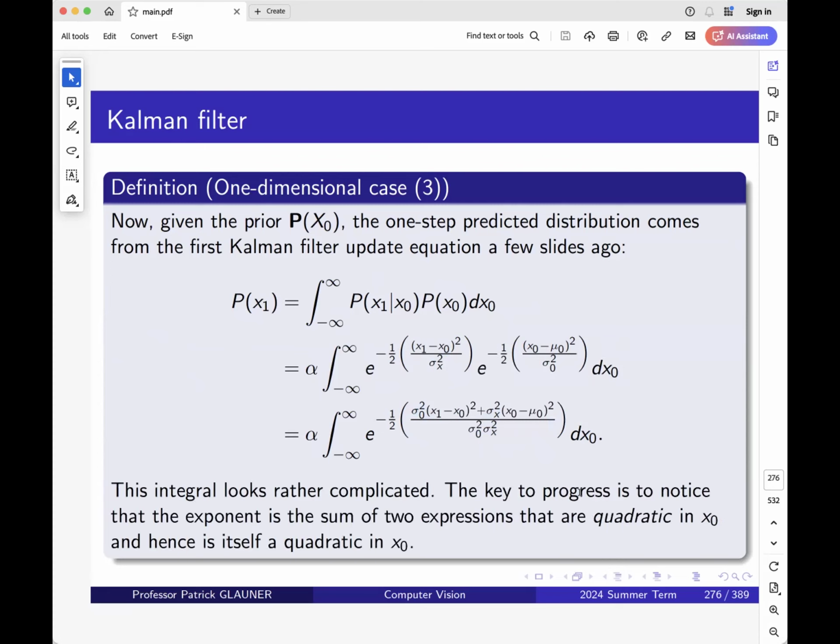It looks complex, but actually, looking at it, it's just a sum of two expressions that are quadratic in x0, because we have our x0 always squared. And hence, these integrals themselves are quadratic in x0. And there are a few more equations, and then we're done with equations in the Kalman filter.